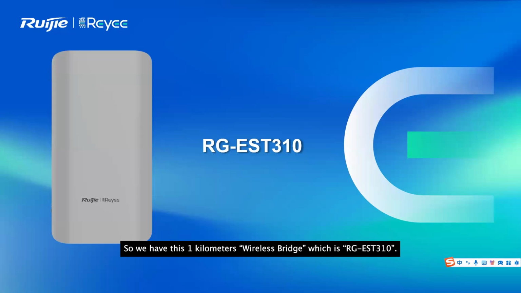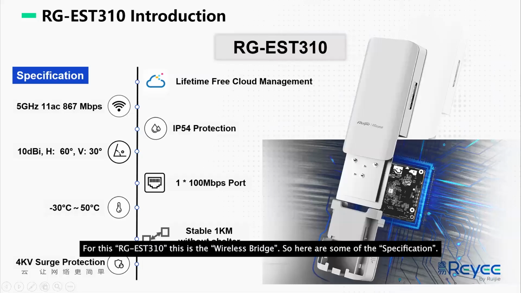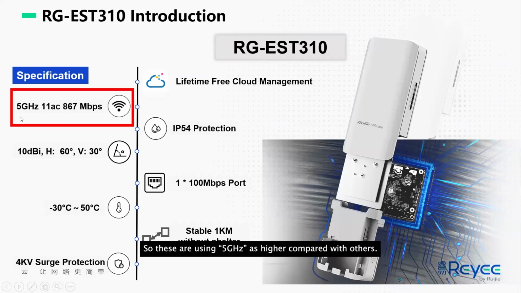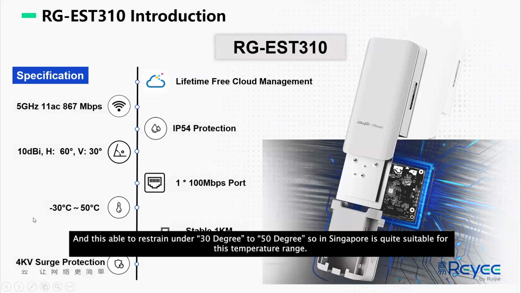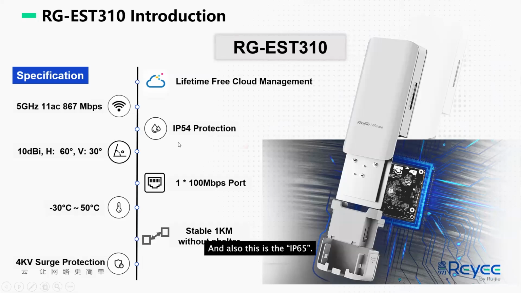So we have this 1 kilometer wireless bridge, which is the EST310. This is our wireless bridge, and here are some of the specs. It uses 5 GHz, which has less interference compared to others. We have 60 and 30 degrees for the coverage, and it is able to withstand around minus 30 degrees to 50 degrees, so in Singapore it's actually quite suitable for this temperature range. It is also IP65, so it's able to be used outdoors.